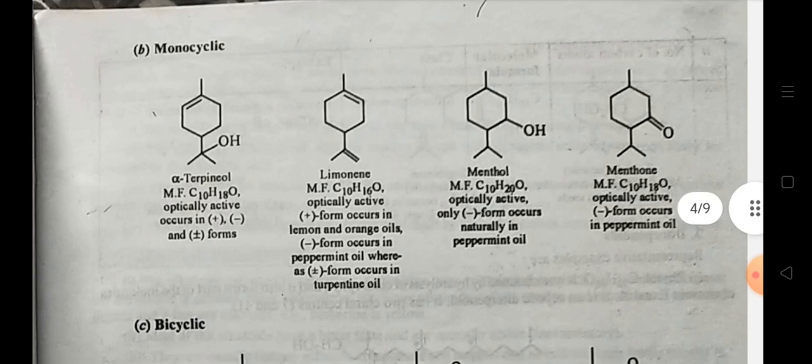Next one is menthol. Molecular formula is C10H20O. Optically active, only the minus form occurs naturally in peppermint oil. Another example is menthone. Molecular formula is C10H18O. Optically active, the minus form occurs in peppermint oil.